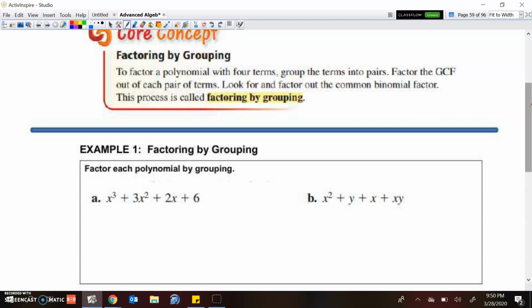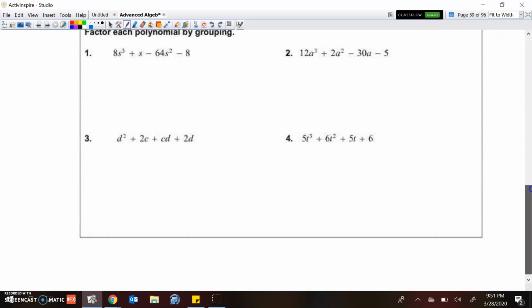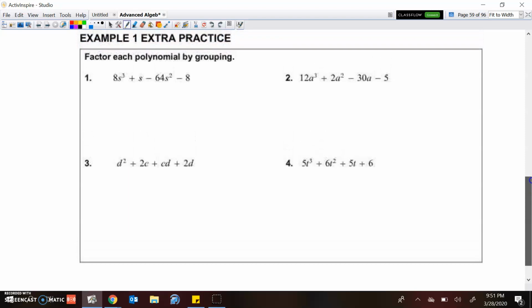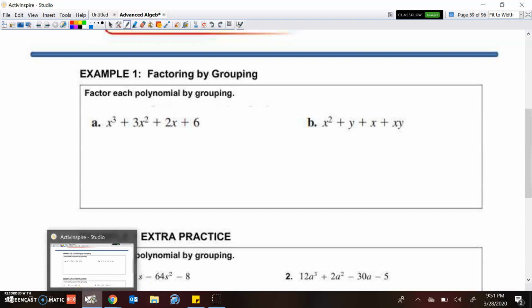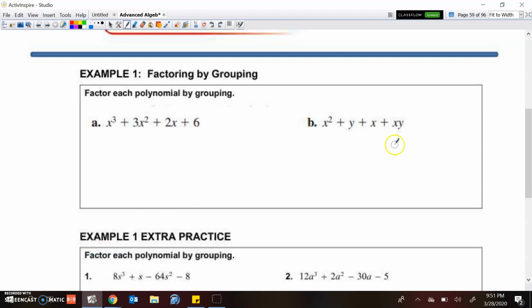So I want you to glance through this first page and notice something different about these 6 that we're going to do compared to any of the other ones that we've done before. Okay, so what do you notice? Yeah, there's 4 terms here. So that's why this is going to be called factoring by grouping.